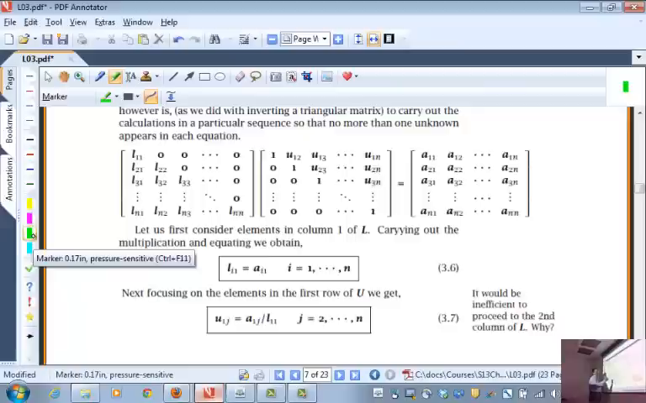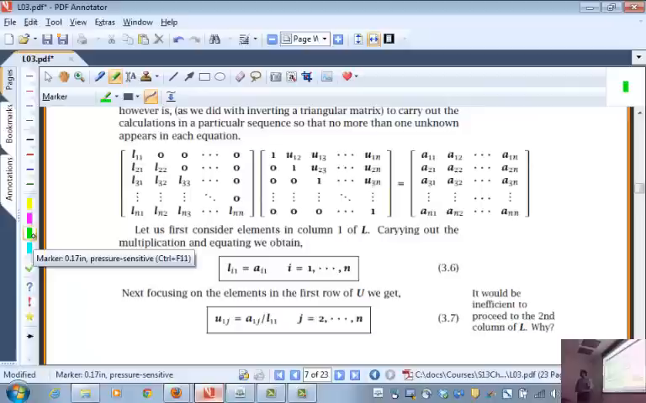Now if you go to the next one, you'll be in trouble, because when you write the equation for L22, you will introduce more than one unknown. How is that? You can very easily verify that. Suppose I take this: L21 times U12 plus L22 equals A22. But I have L22 as an unknown, and I have U12 as the unknown. So don't go for the next column, but go for the first row of U.